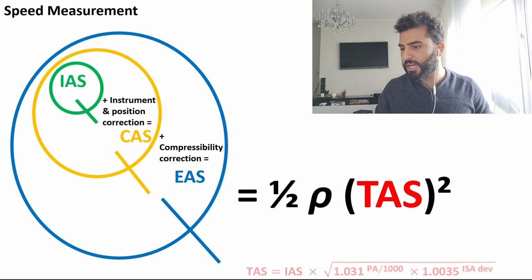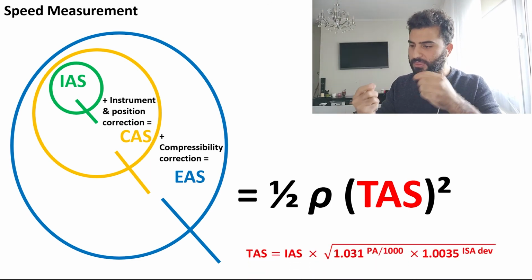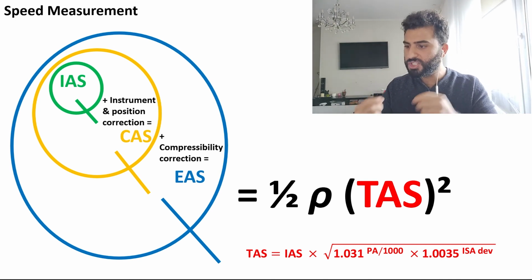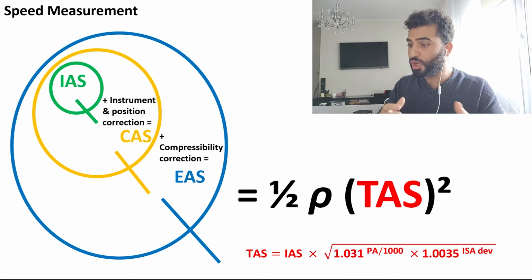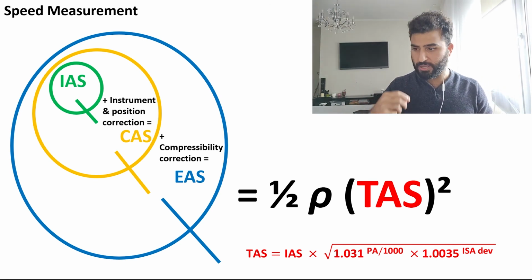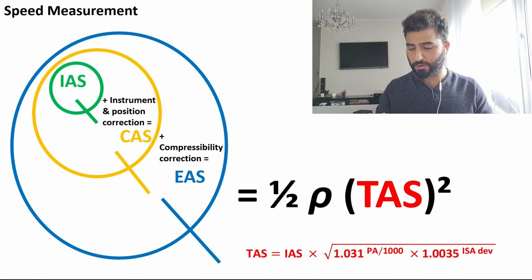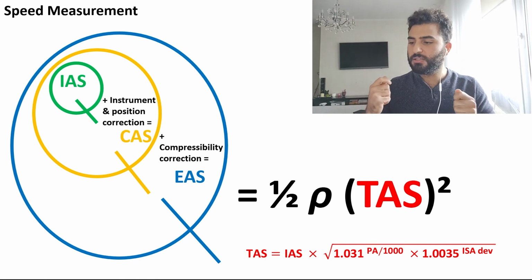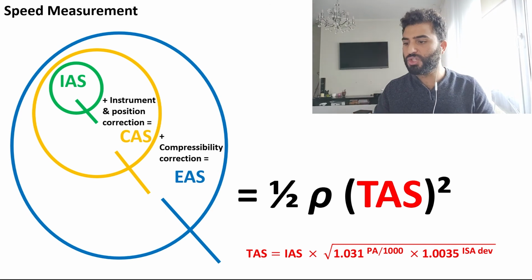But remember that to calculate the TAS, here is the equation. TAS in knots is equal to the IAS in knots, or both in kilometers per hour, if you want to keep this in kilometers per hour, multiplied by the square root of 1.031 power the pressure altitude per thousand, multiplied by 1.0035 power the ISA deviation. But again, please keep in mind that that equation, that formula, does not include compressibility error.